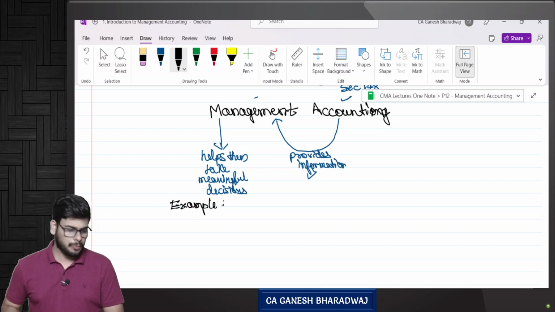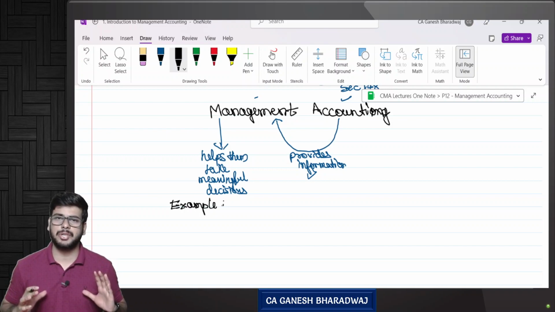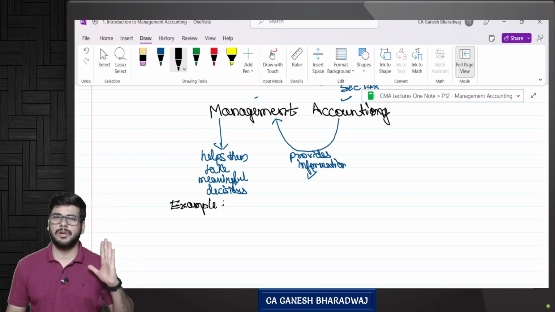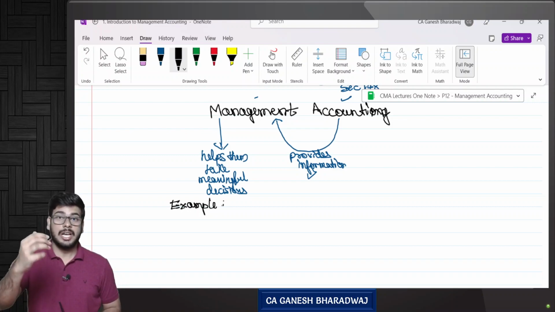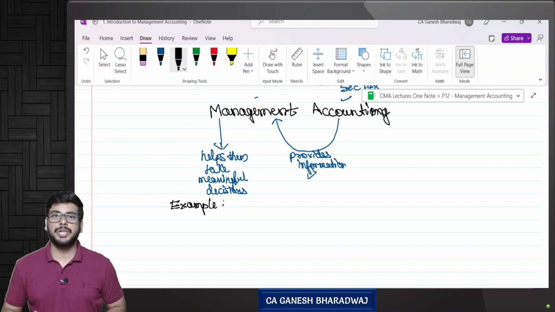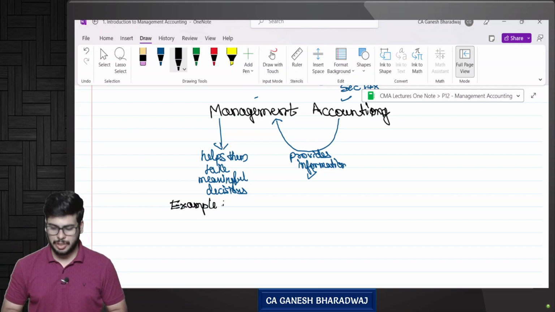Clear? Now, he says, look, Mr. So-and-so, Mr. Management Accountant, we are very good at running the business. We are extremely successful. But suddenly what has happened? Some major recession happened in the market. Let's take an example. There is going to be a COVID coronavirus lockdown. This lockdown is going to be there only for the next month. 1 month alone.